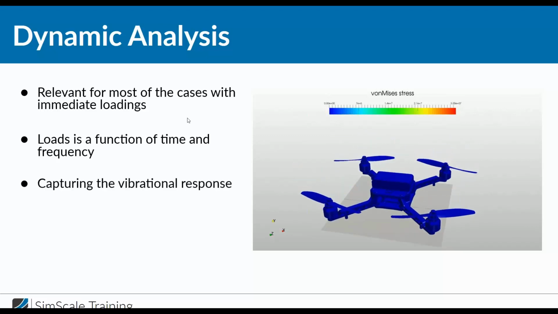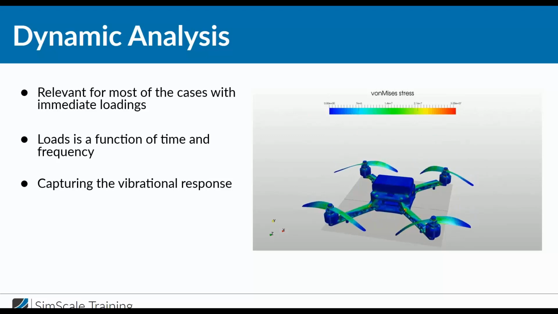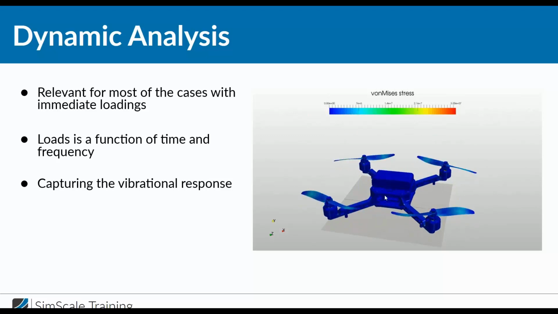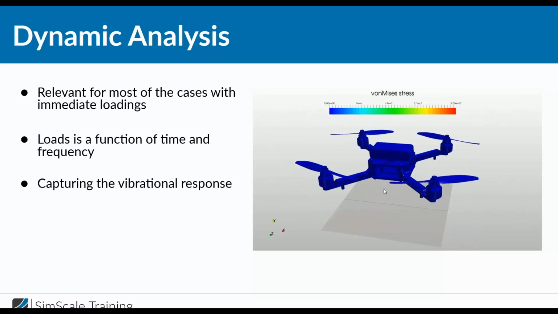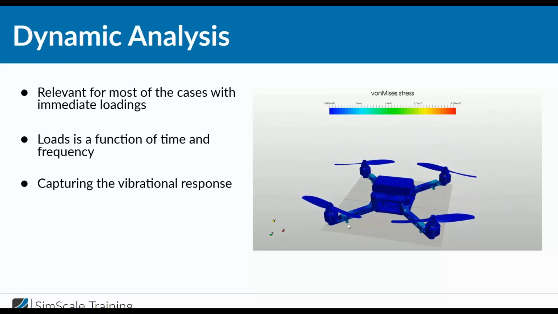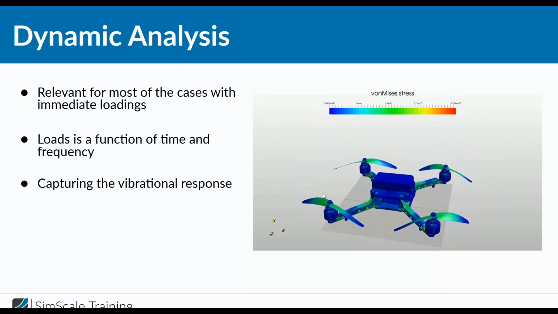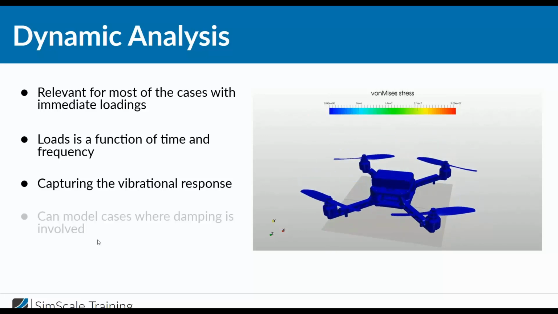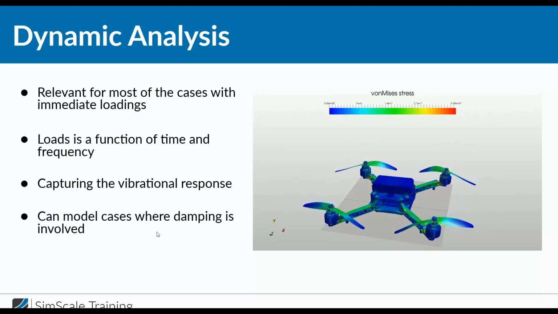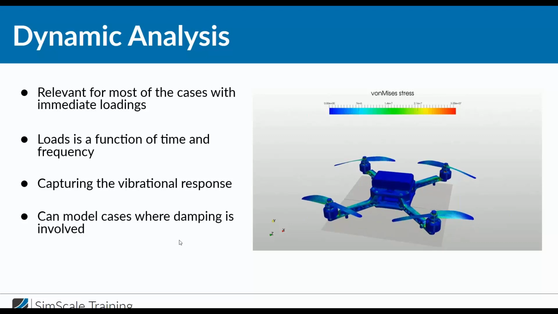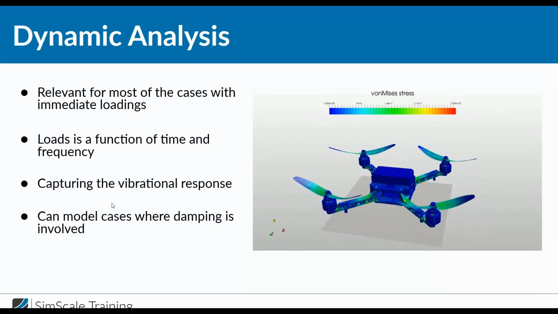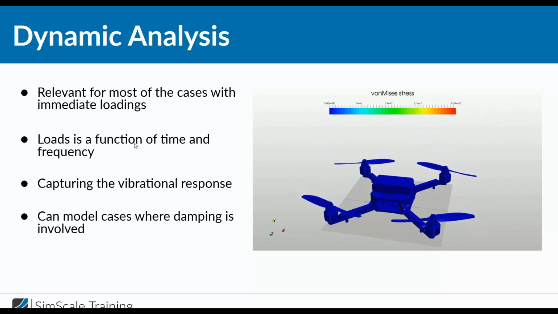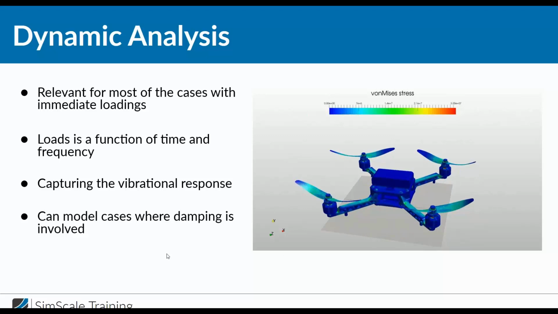Another great thing about dynamic analysis is that it allows us to capture the vibrational responses of the system. If you take a look again at the animation, which should start again, yes, here you can see it's dropping and hitting the ground, and then we have these vibrational responses, the displacement of the drone arms. These are things we can only capture with dynamic analysis. Damping can be very important for dynamic analysis, but it's not mandatory. It can include damping, but you can also run dynamic analysis without damping effects.